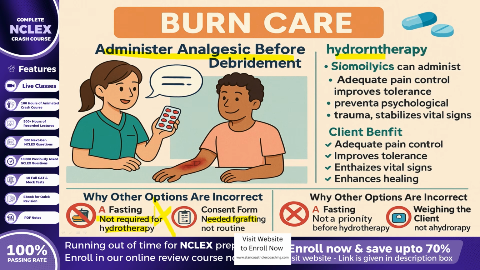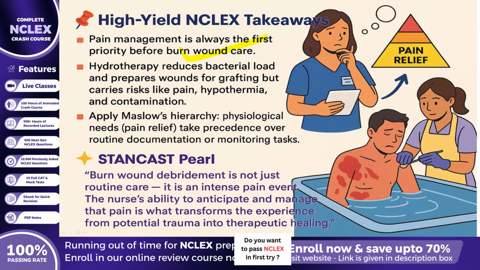To summarize with high yield points for NCLEX preparation, pain management always comes first before burn wound care. Hydrotherapy reduces bacterial load and prepares wounds for grafting but carries risks like pain, hypothermia, and contamination, and Maslow's hierarchy reminds us that physiologic stability, in this case pain relief, overrides routine tasks or legal documentation in this specific moment. Exam strategy-wise, when faced with several reasonable nursing actions, prioritize the one that directly protects the client's safety and procedural tolerance. And here is your Stancoast Pearl.